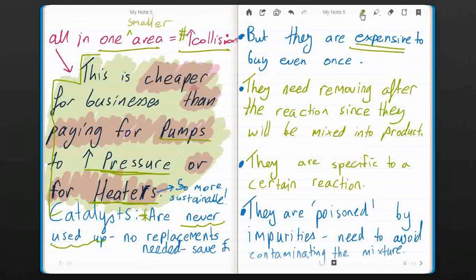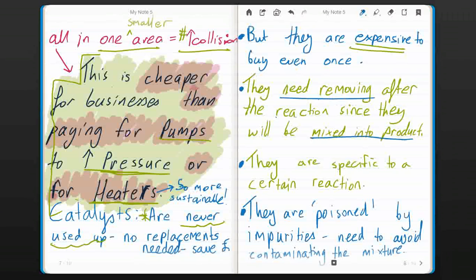This is because, if you think about it, the particles are actually sticking to the catalyst when the reaction happens. So after the reaction happens, the particles will have combined or reacted and formed new compounds of molecules or particles, and they will still be stuck to the catalyst. But you don't want to sell your customers the catalyst and the product, you just want to sell them the product. So you do need to remove it. So it needs removing after the reaction, since it's mixed into the product.